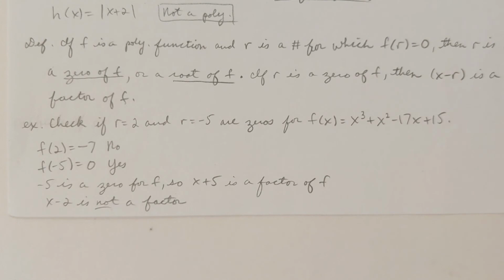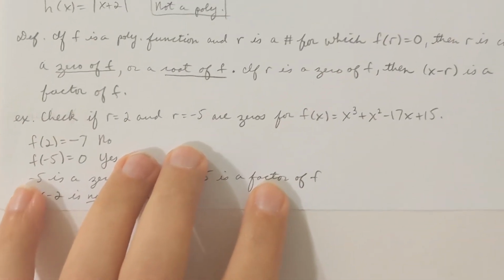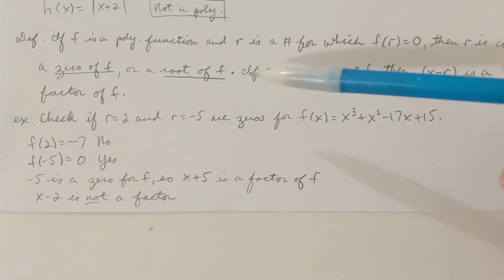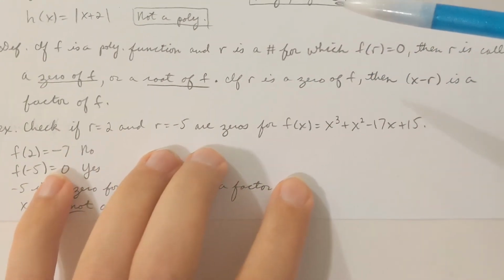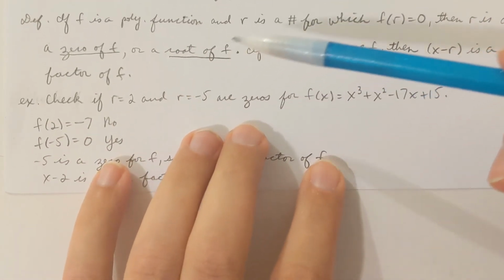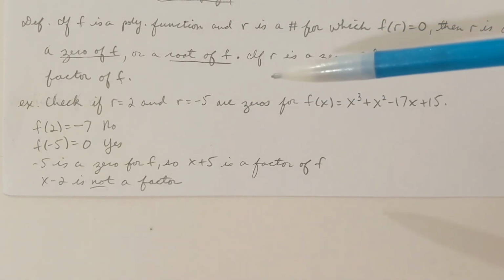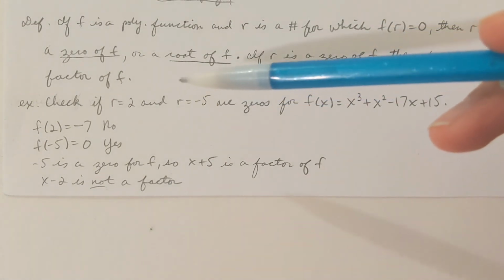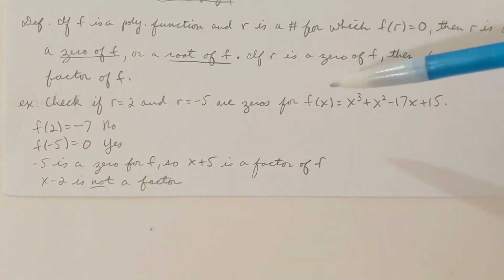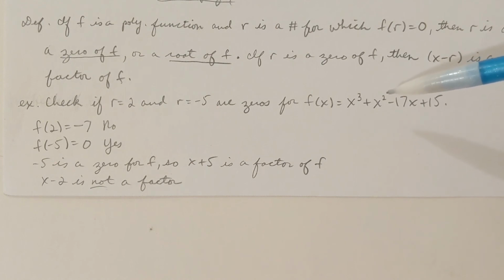Definition: if f is a polynomial function and r is a number for which f of r is equal to 0, then r is called a 0 of f, or sometimes we say a root of f. This book uses 0. If r is a 0 of f, then x minus r is a factor of f. Okay. For example, check if r equals 0 and r equals 2 and r equals negative 5 are zeros of the polynomial function f of x equals x cubed plus x squared minus 17x plus 15.